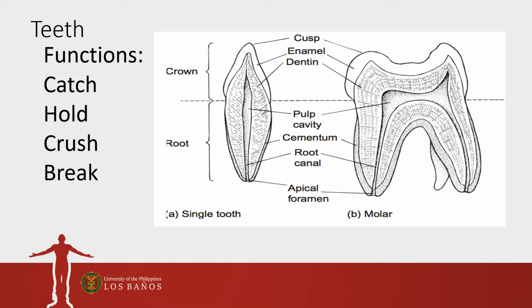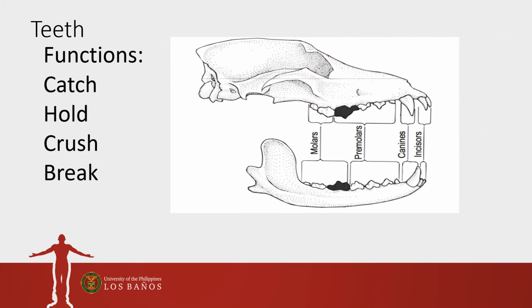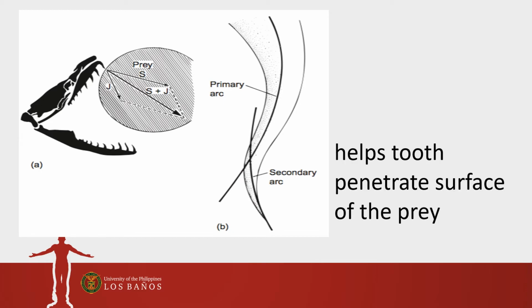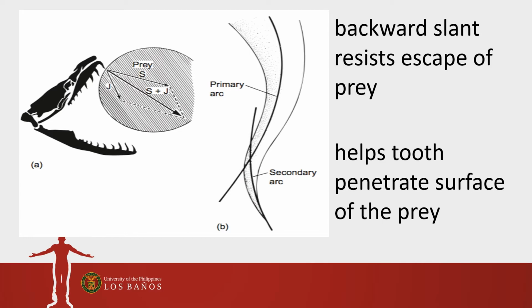In lower vertebrates, teeth are usually homodont, similar in general appearance throughout the mouth. Modern turtles and birds lack teeth altogether, but some tetrapods, especially mammals, have heterodont teeth, usually consisting of incisors, canines, premolars, and molars. Snakes have homodont teeth with a secondary arc slanted forward to help penetrate through the prey skin, and a primary arc slanted backwards that will prevent prey from escaping.